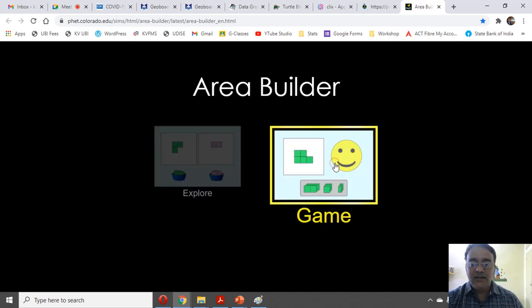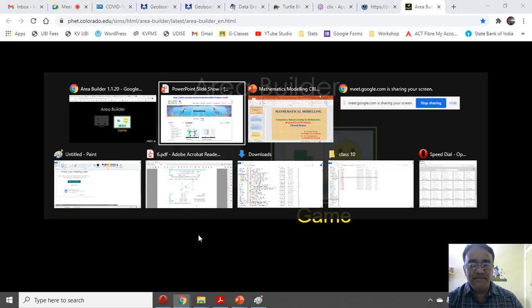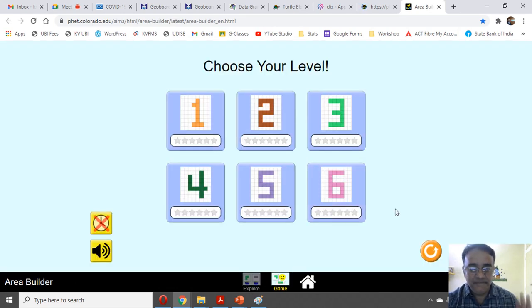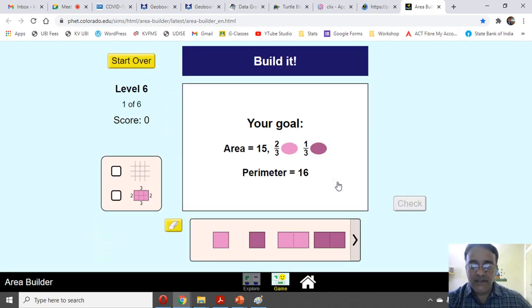Okay, so when you click on this area building here, this will come up. I'm going to play one game here. I'm going to play the sixth one. Using this game, you can teach the students how to use area, perimeter, and fraction all together.